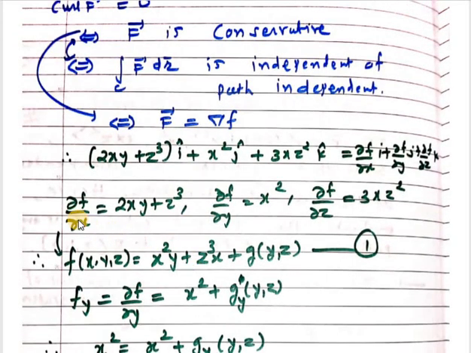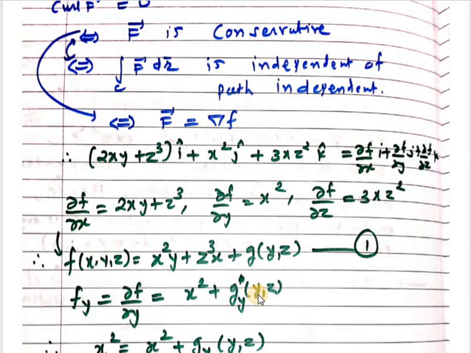You can choose any one of them, but I consider the first one. Here it is required to take partial integration with respect to x. So we get x square y plus z cube x plus a constant function free from x, which can be g of y, z. But again I have to eliminate this, so you can take the partial derivative with respect to y or z. Here I consider the partial derivative with respect to y. So f sub y, that is del f by del y, is x square plus g sub y of y, z.